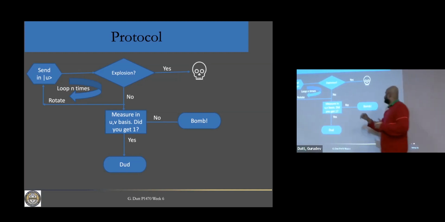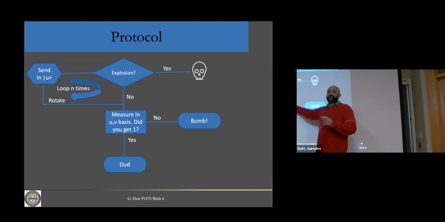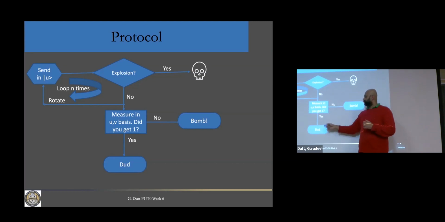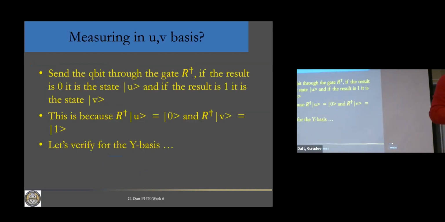At the end of those n times, assuming no explosion on each of the rounds, we measure in the UV basis. And the question is, did you get one? If so, we claim that's a dud. If no, we claim it's a bomb. That was our claim. So let's go through the reasoning again.